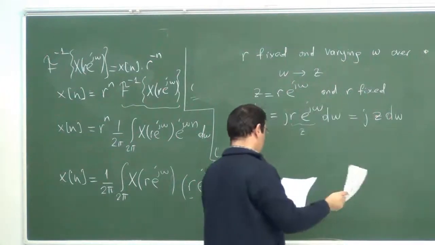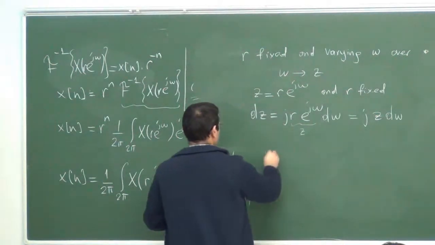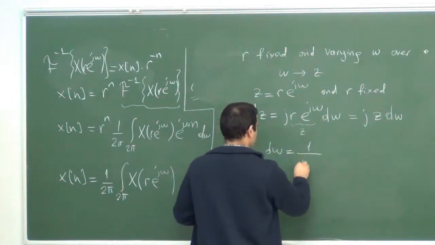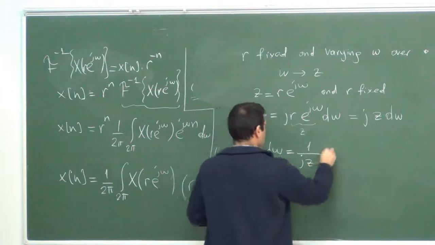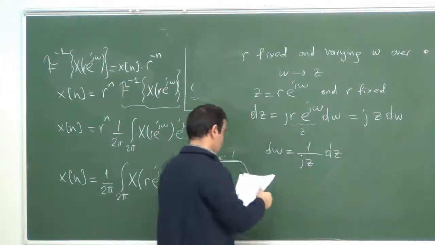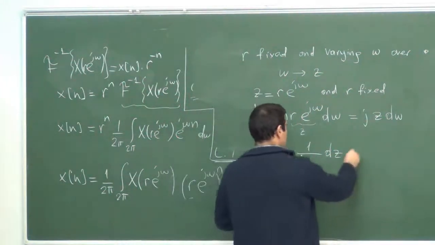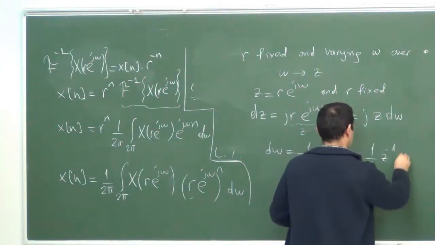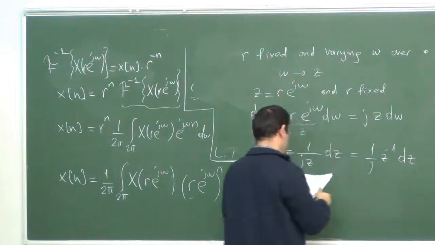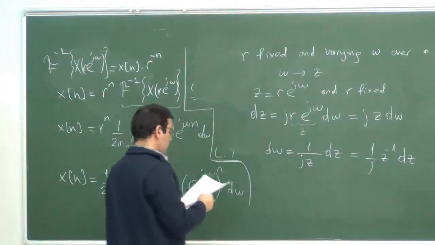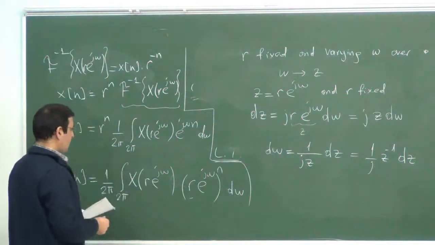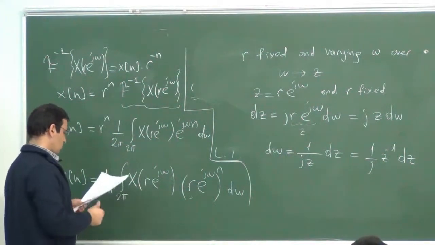Good. What about d omega in this case? d omega is 1 over j z dz, so simply 1 over j, z to the minus 1 dz. The integration, as you see, is over a 2 pi interval in omega, so it is bounded in this case.